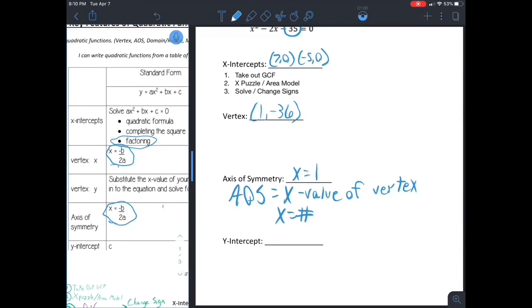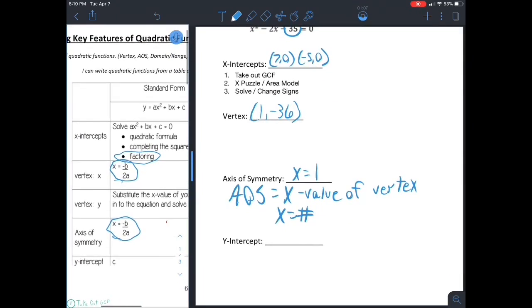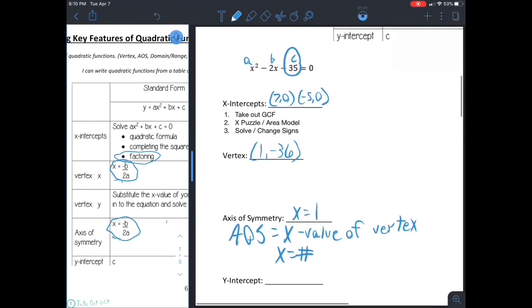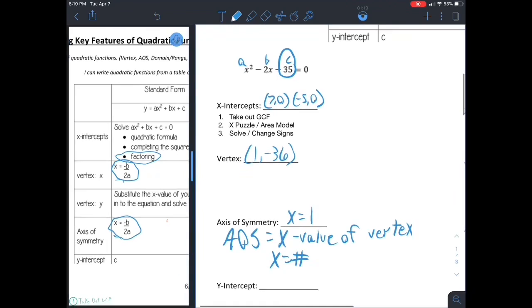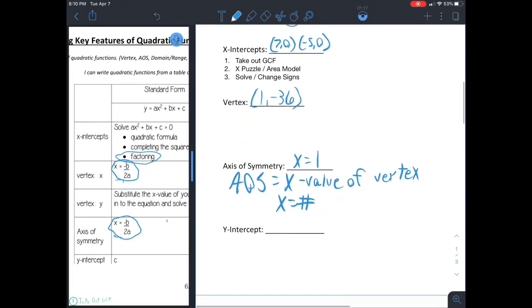And our y-intercept. Well, let's look back at our table, and what does it say for y-intercept? It says the y-intercept is our c value. So what is our c value? Our c value is negative 35. So our y-intercept will be 0, comma, negative 35. It's the c in standard form.